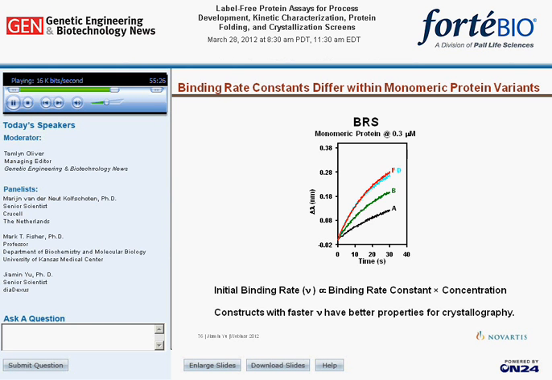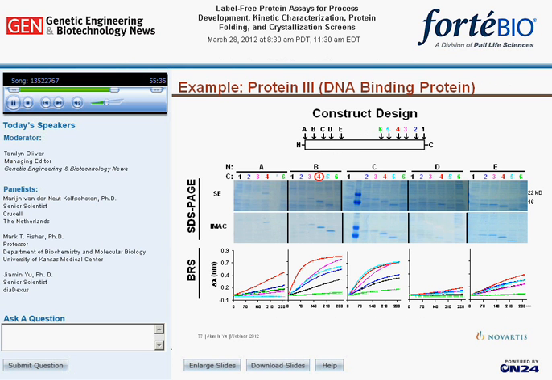In the second example, 30 constructs of a DNA-binding protein, referred to as protein 3 in the paper, were engineered and screened. Again, all constructs contained a His tag, and truncations were made at both the N and C terminus. Gels of soluble expression and IMAC elution revealed that constructs B4 through B5, C4 through C5, and E3 through E5 were good candidates, but it was rather difficult to choose the best one based on these gel images.